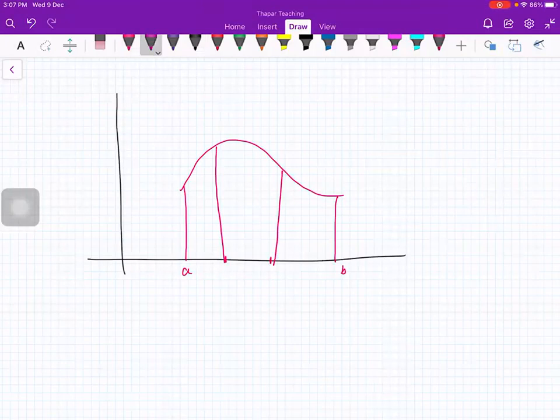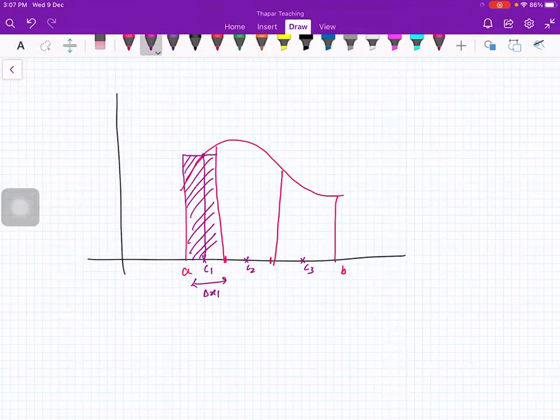Right now, I don't know integration. I just know the area of a rectangle. So I take C1 here, C2 here, C3 here. So f of C1 is this much. So I will just draw a rectangle. Right. So this is my del x1.